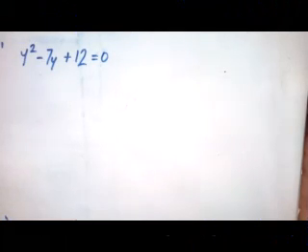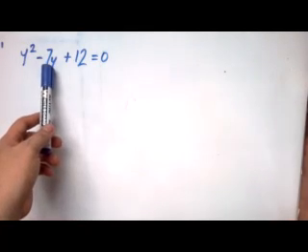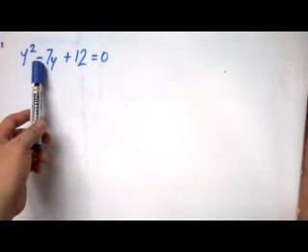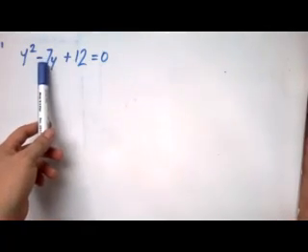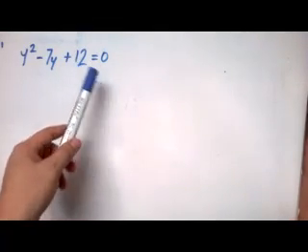This is our second problem for today. y squared minus 7y plus 12 equal to 0. So like we did in the first problem, what we are looking for is that number that when we add it together, it will give us 7. Now, not just 7, but minus 7. Take note of that sign, minus. And when we multiply the same numbers, it will give us 12. Not just 12, but positive 12.